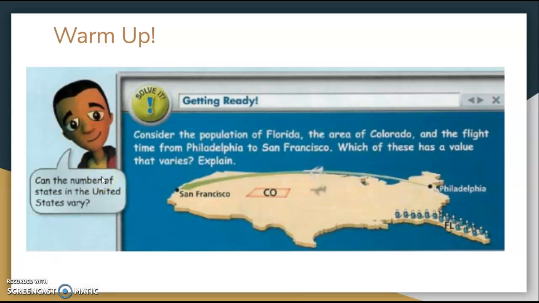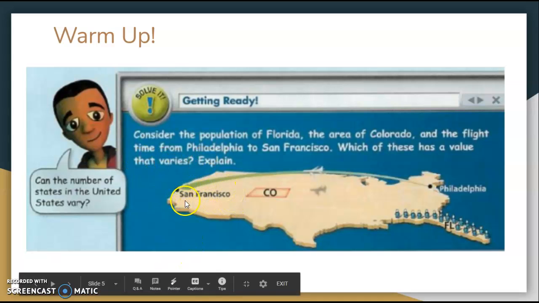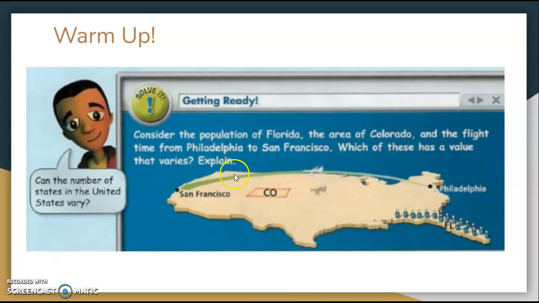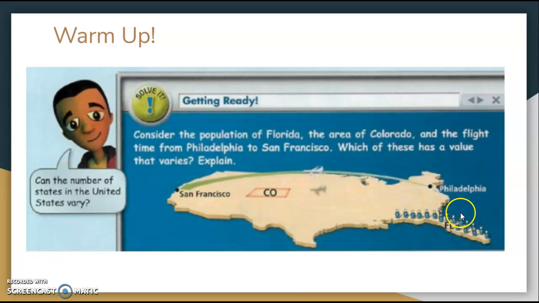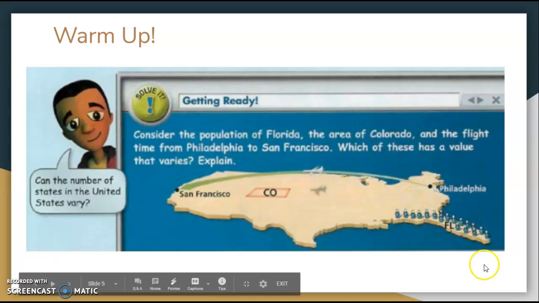For the warm-up, consider the population of Florida and the area of Colorado and the flight time from Philadelphia to San Francisco. Which of these has a value that varies? So here's San Francisco and here's Philadelphia, so you can see the flight from there. Here's Colorado, and here's little people representing the population of Florida. So which of these would vary or could change? That's another word that can be used for varies. Which of these can change depending on the situation?